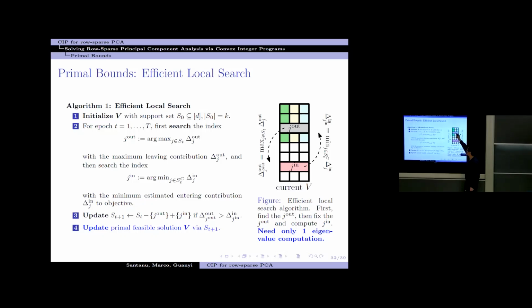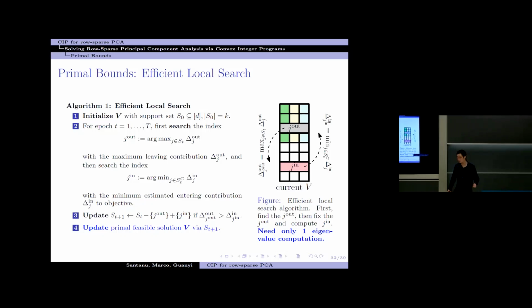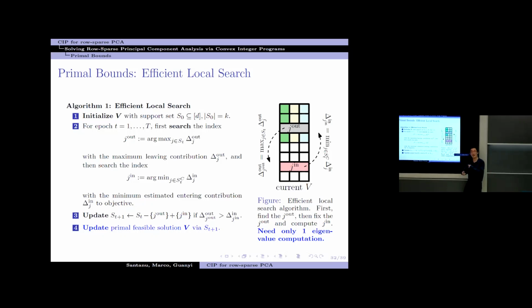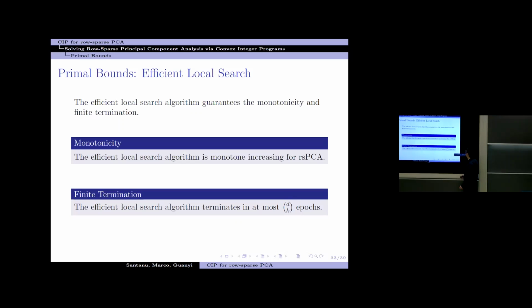To remove the least important row in the current support set and put in the row which has the largest importance, which is not in the current support set. And after we do that, we make a switch and update the current support. So therefore, using this kind of local search, we only need to do one eigenvalue decomposition, which greatly improves the efficiency. So these are two properties of the efficient local search algorithm that we proposed.